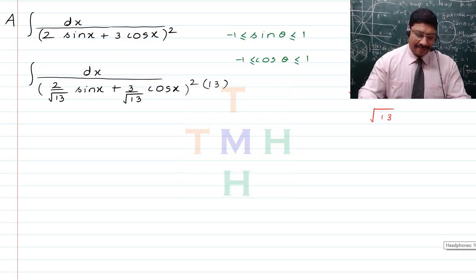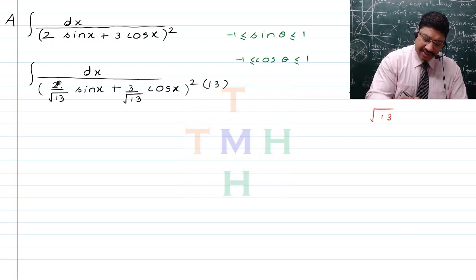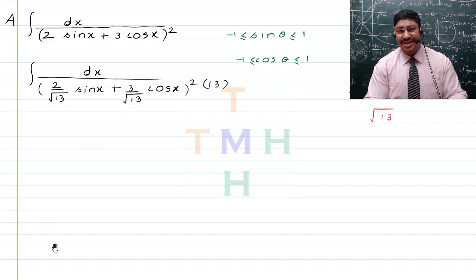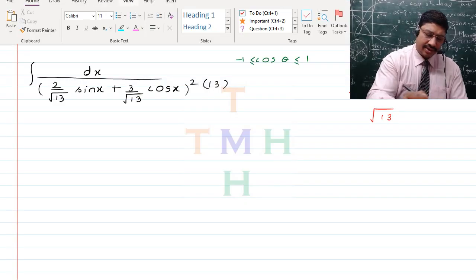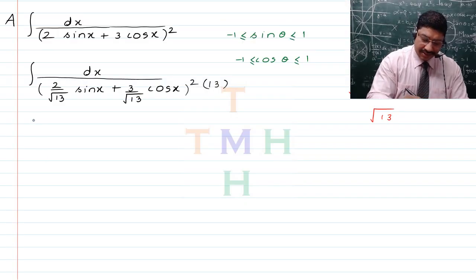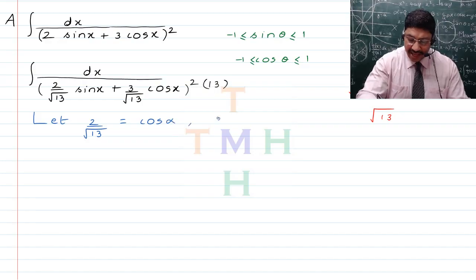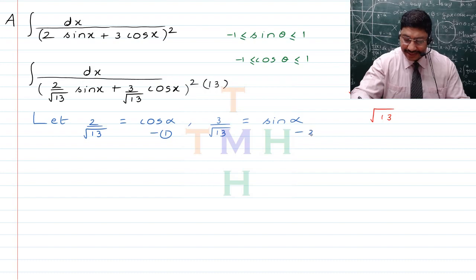Well, let me tell you. If you talk about the first number, we can write it as some cos alpha. And if you talk about the second number, we can write it as, say, some sin alpha, right? We can assume it, right? So let's now do this. Let us assume that we have 2 upon root 13, which is, say, some cos alpha, and we have 3 upon root 13, which can be written as, say, some sin alpha, right? So this is our equation number 1, and this is our equation number 2.